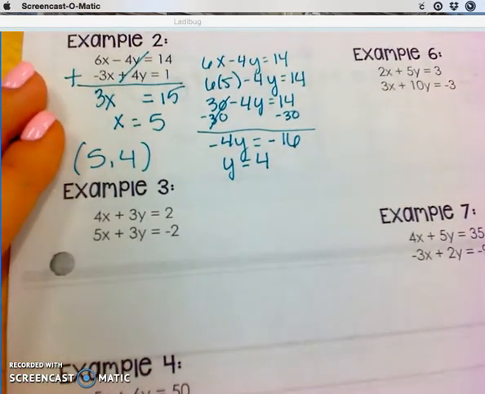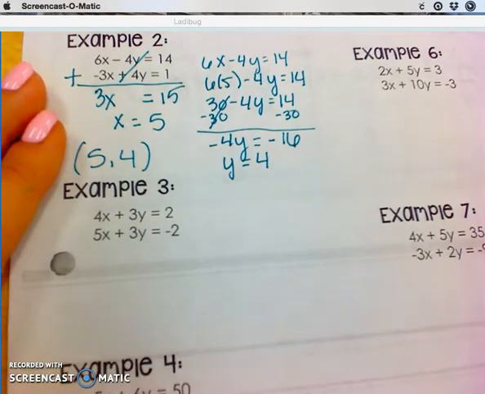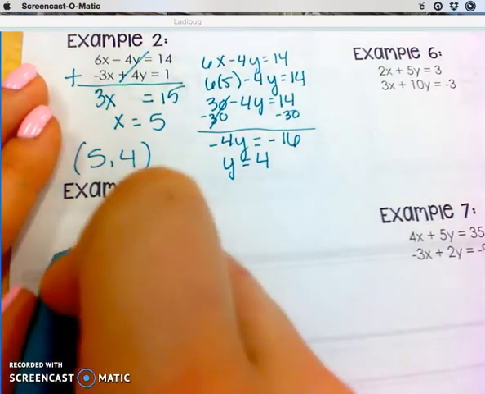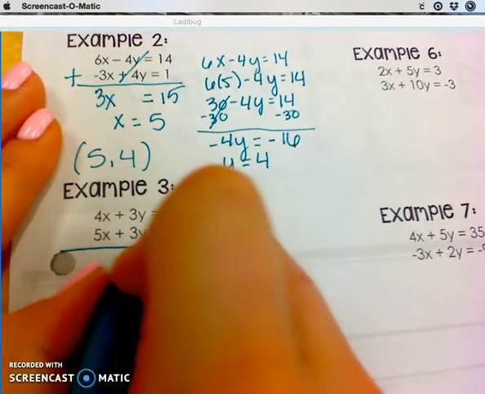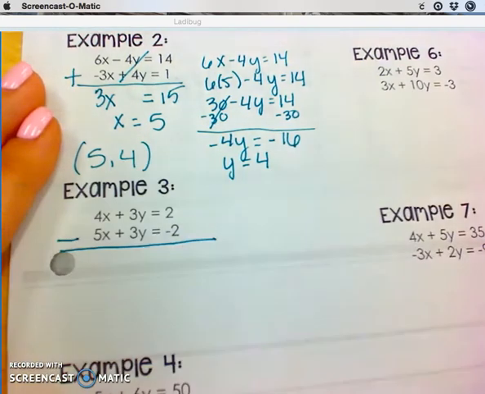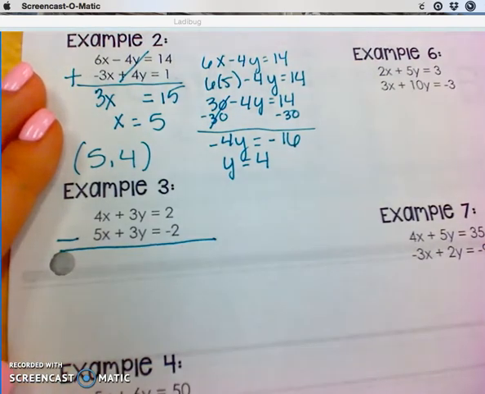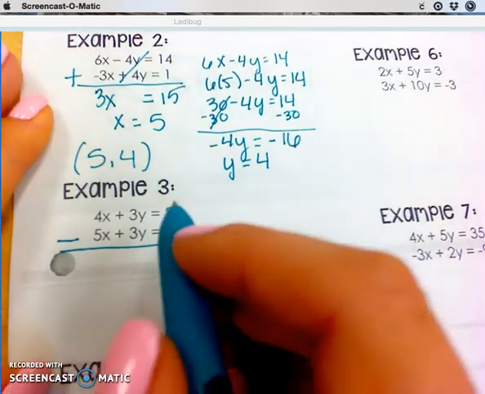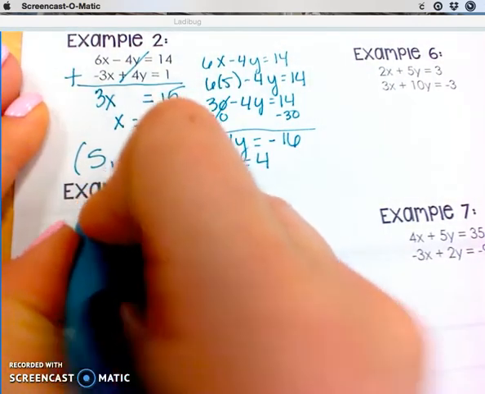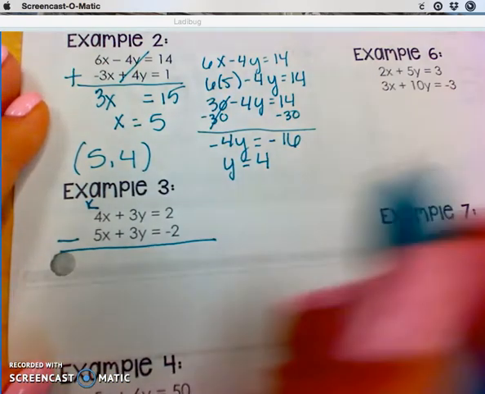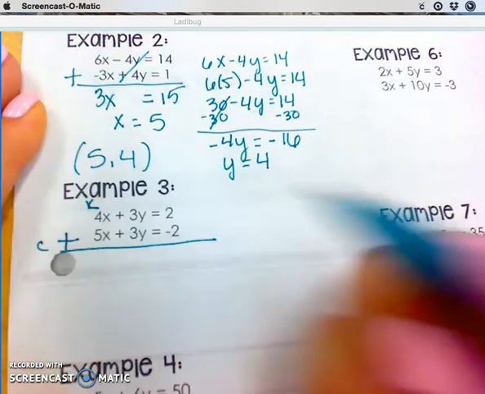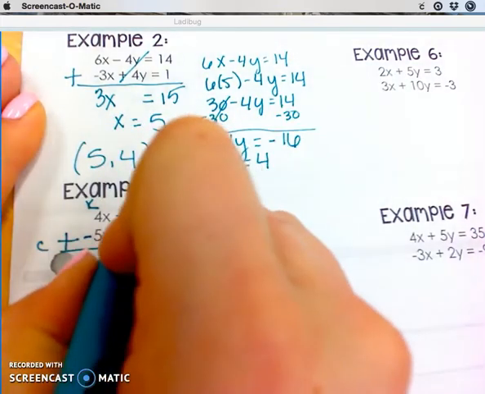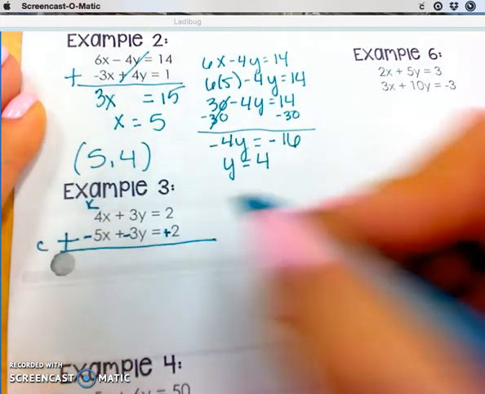Example 3, I have 3y and 3y, but they're both positive. So if I added them, it would give me 6y, and it would not cancel. So I am going to subtract this whole bottom equation. And to subtract, you could just keep change: keeping the top the same, changing this to a positive, and then changing all of the signs in the bottom equation.